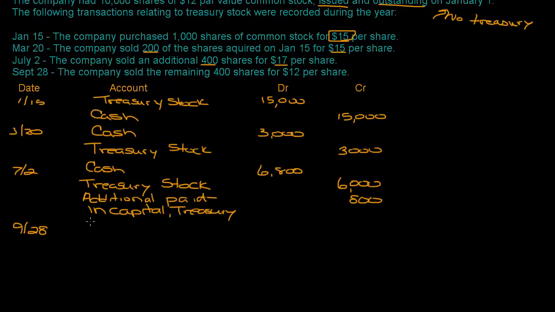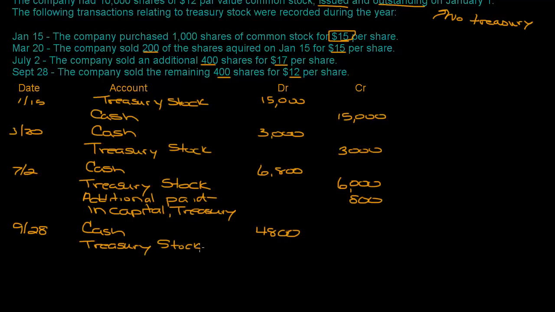So we know we've got cash coming in, and we know we're going to have treasury stock, so we'll write those two down. Okay, let's see where this brings us. Helps if I finish writing the whole account. Let's start with cash. I've got 400 shares that are selling for $12 per share. So 400 times 12 is $4,800. That's cash coming in, so we're going to debit cash.